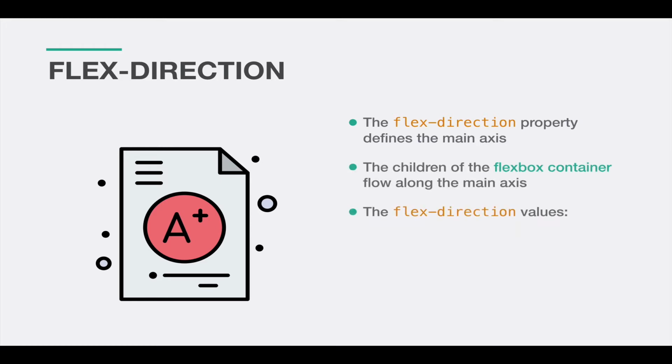The children flow, this is kind of repeating. So our options for the flex direction are row, row reverse, column, and column reverse. Now, the best way I can describe how to remember this is, what do you want the Flexbox container to be? Do you want it to be a row, or do you want it to be a column?